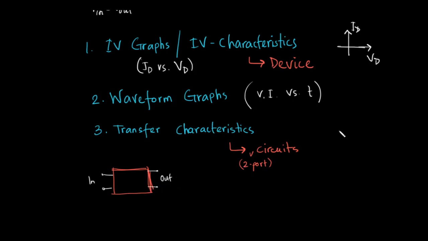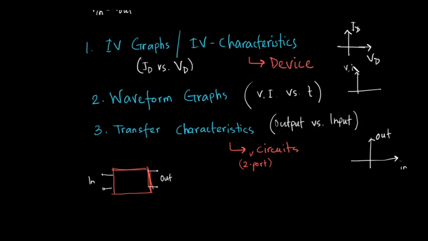circuit. So transfer characteristics is some input quantity versus some output quantity. Sorry, I have written it in the opposite order. On the y-axis we will have the output, and on the x-axis we will have the input. So I have to write it like this: some output quantity versus some input quantity. This output quantity can be some V out or some I out. This input quantity can be some V in or I in.